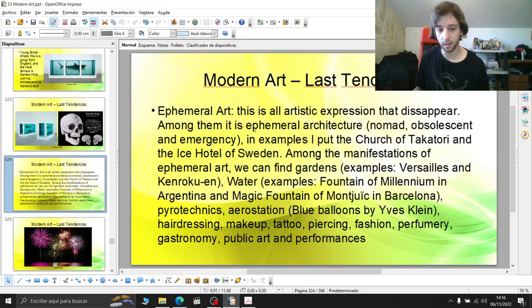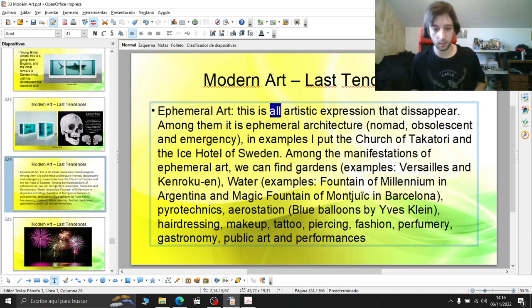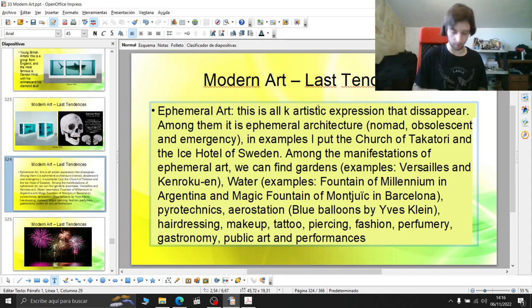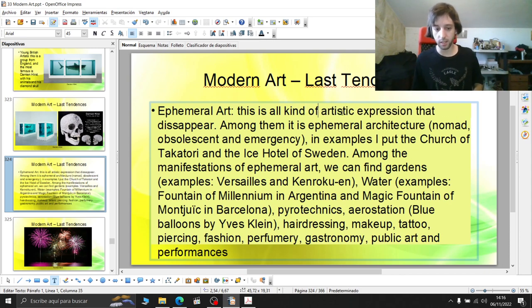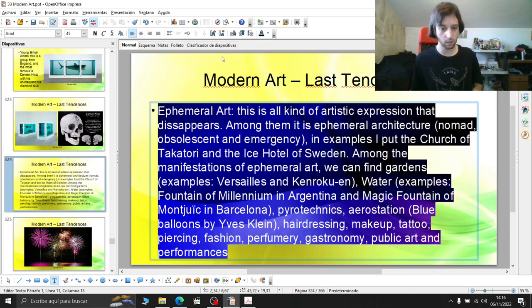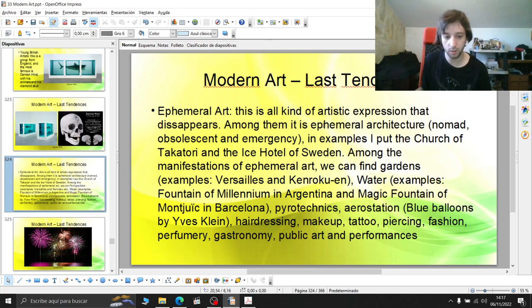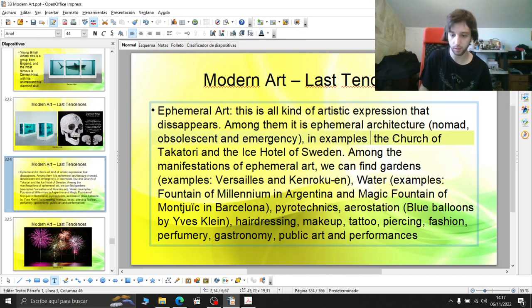Ephemeral art, this is an artistic expression that disappears. All kinds of artistic expression that disappears. Among them are ephemeral architecture, nomad, obsolescence and emergency. In examples, the Church of Staccatori and the Ice Hotel of Sweden.